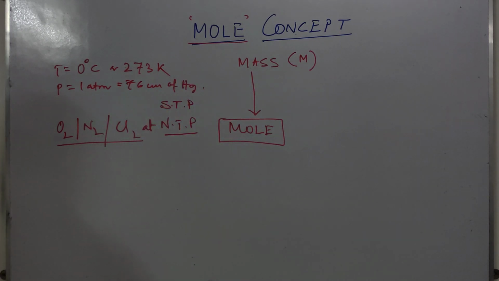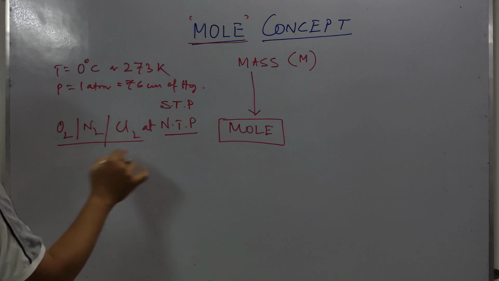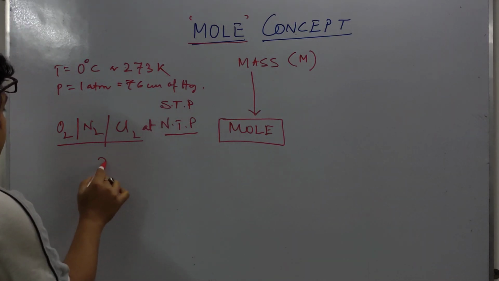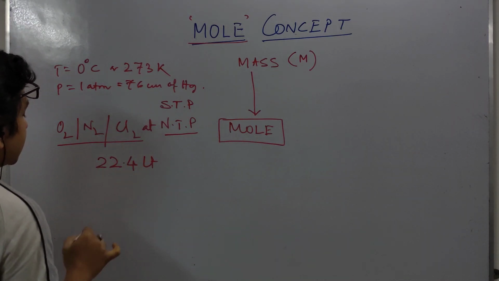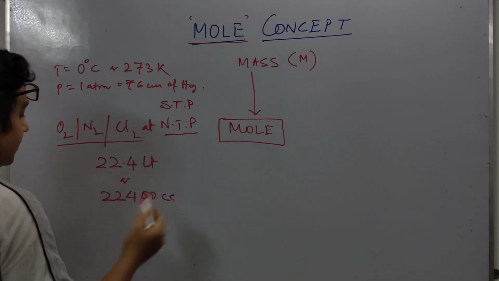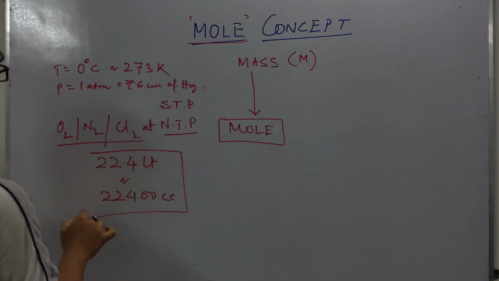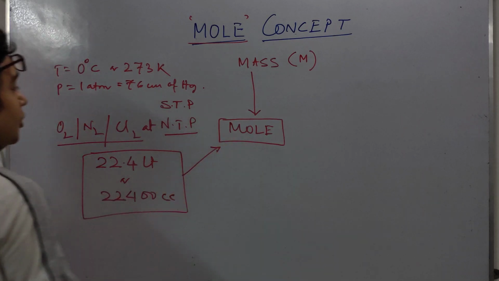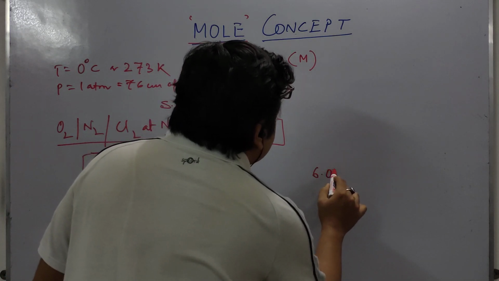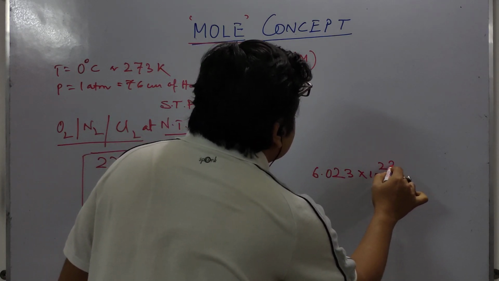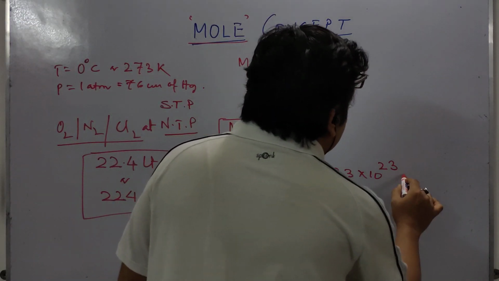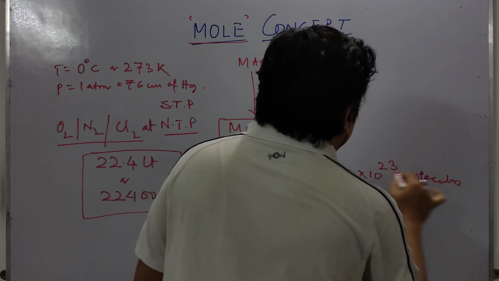of mercury. So at NTP, if we are considering any gas, then a mole will be 22.4 liter or 22,400 cc or ml, whatever you can say, means 1 mole. So this is another context of mole. And if we think regarding the number of particles, then 6.023 10 to the power 23, it's a known figure for you. This much number of molecules means 1 mole.